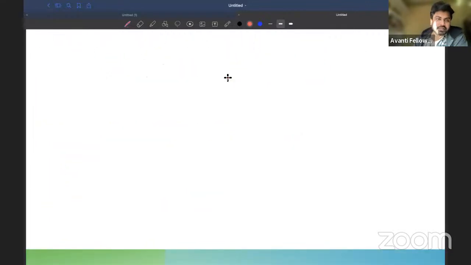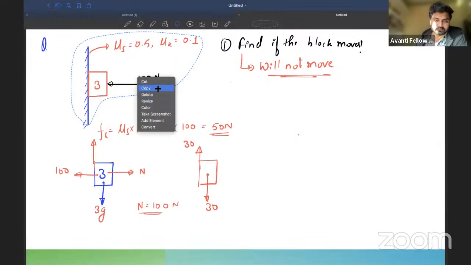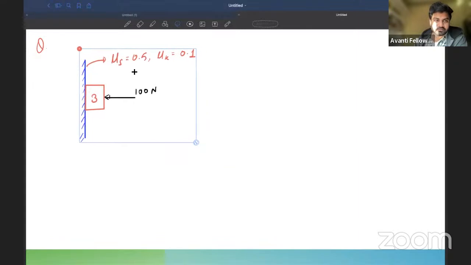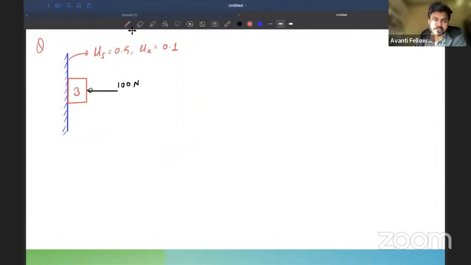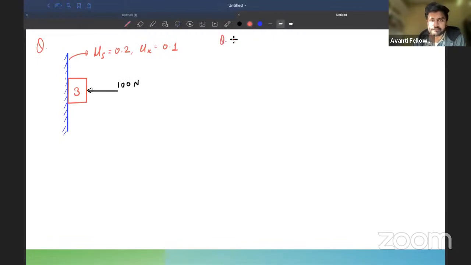Okay, so let's take the same question. The question is almost the same, but let's change the data a little. Let's take this as 0.2. Okay, now this is the data. So the question is again, will the block move or not, and if it moves, how much is the acceleration? Question is, will the block move?